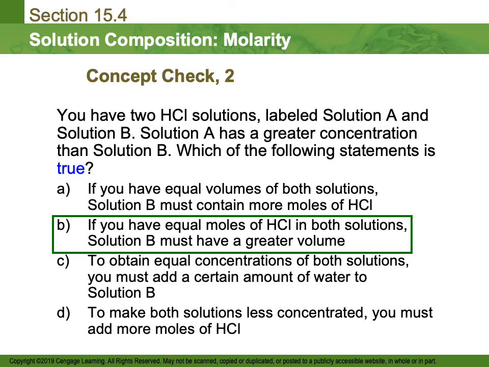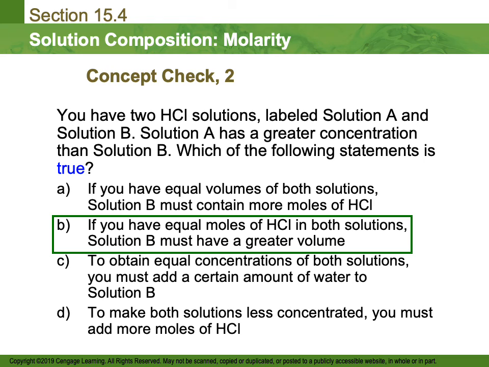To make sure that you have this concept clear in your head, I want to walk through this slide. Consider that you have 2 solutions of hydrochloric acid, solution A and solution B. Solution A has a greater concentration than solution B. Which of the following statements is true? So let's just say, because I think it's easier to think of it with numbers, let's say solution A has a concentration, even though it's going to be terrible, 2.0 molar. And let's say solution B is 1 molar. And it doesn't matter about significant figures. So we'll just say solution A is 2 molar and solution B is 1 molar.